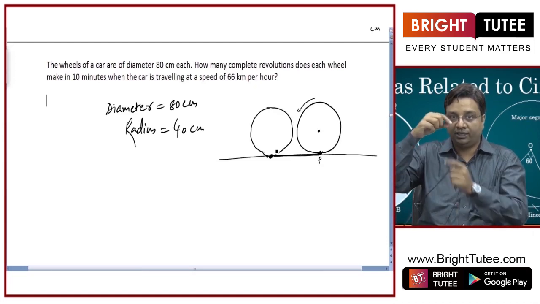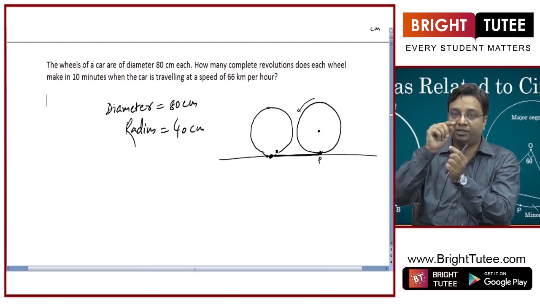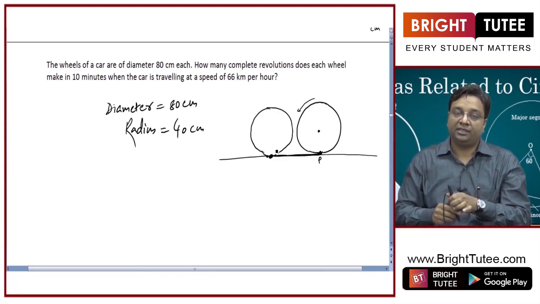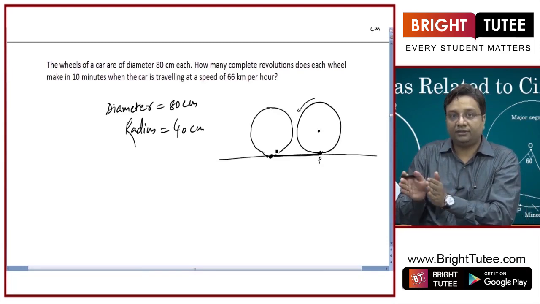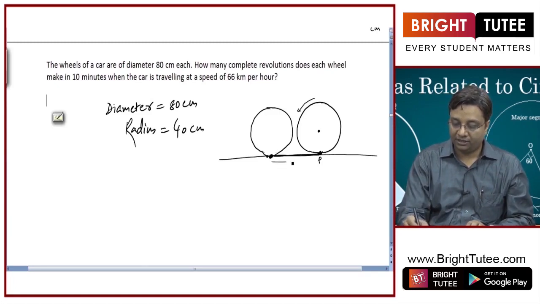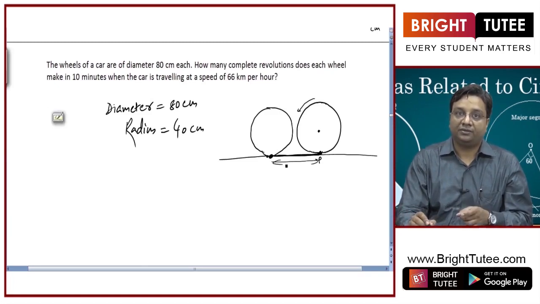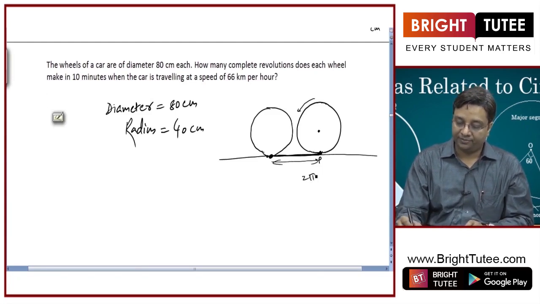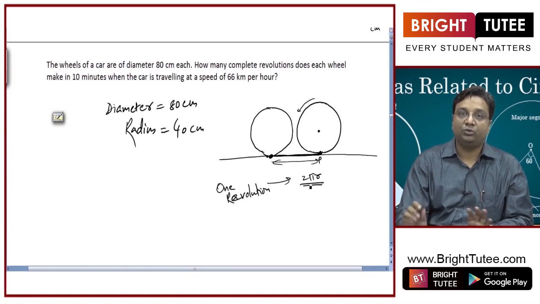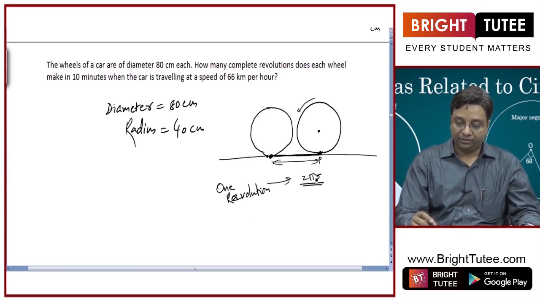You take any coin, fix a point, mark a point there, and then rotate it completely. In one revolution, it will move a distance equal to its circumference, which is 2 pi r. So, in one revolution, the distance covered will be 2 pi r. Now, look at this question.